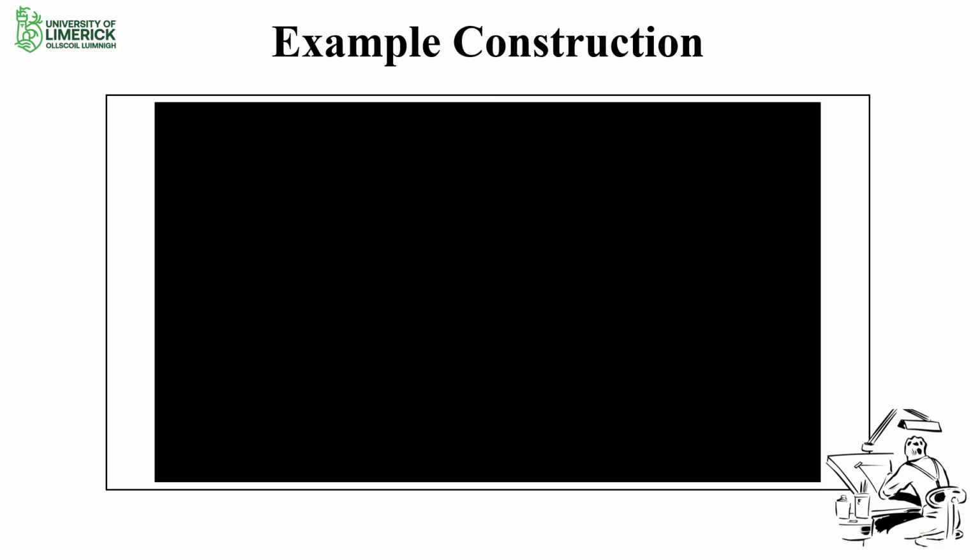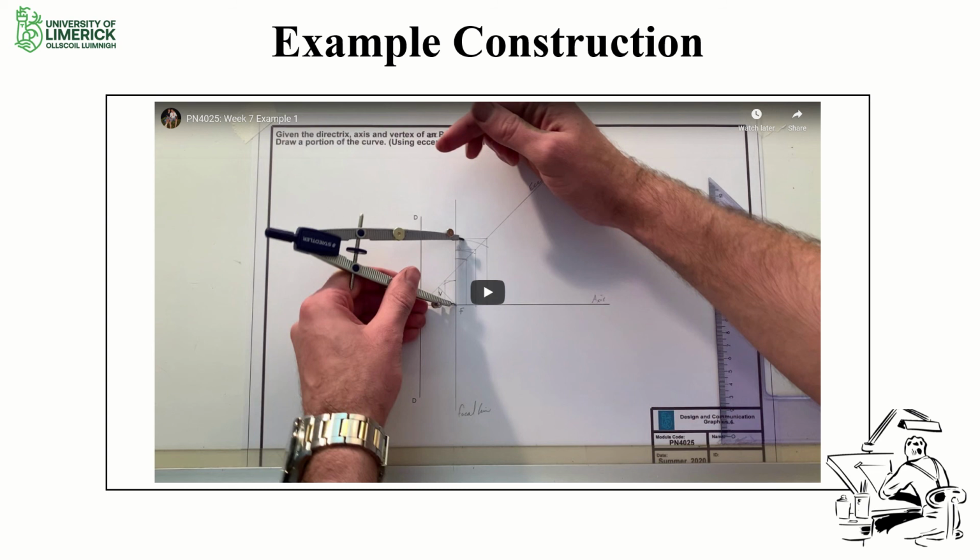This is the first example construction, which travels through a question that's talking about a parabola. I break down the question, talk about why I pick the methods I do to construct it, depending on how the question was asked.